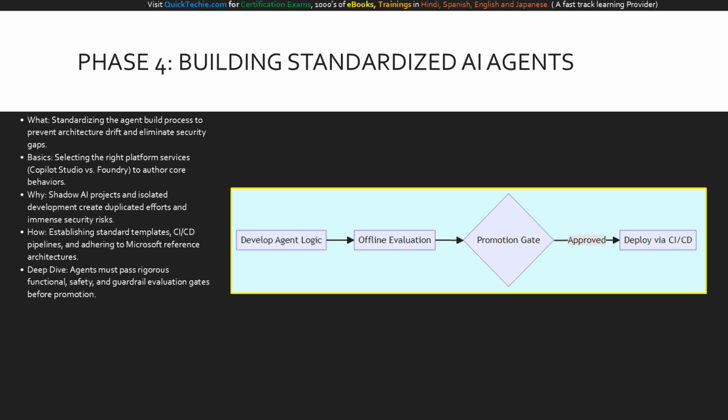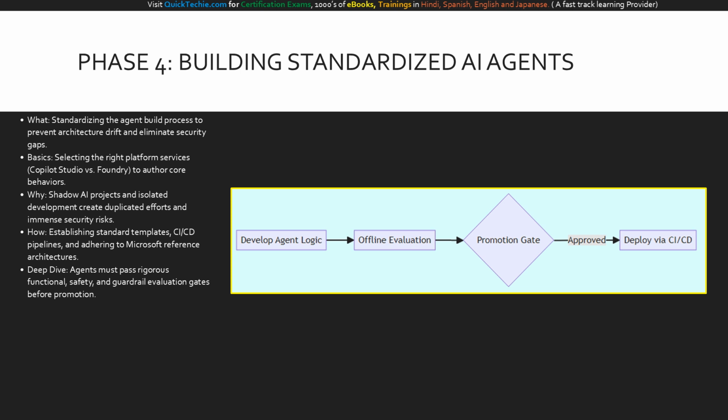Our deep dive here emphasizes the implementation of evaluation gates. Before an agent is promoted from development to testing, it must pass rigorous functional, safety, and guardrail checks. You are creating a software development lifecycle specifically tailored for AI, ensuring that every agent deployed is robust, reliable, and entirely secure. This diagram illustrates the standardized software development lifecycle, or SDLC, specifically adapted for building AI agents.